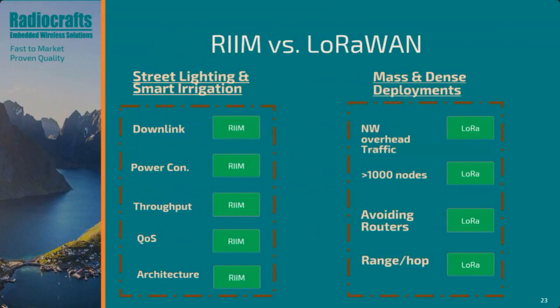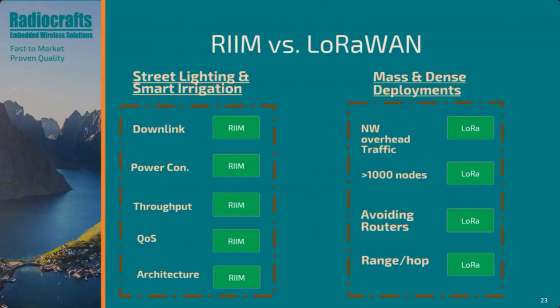If we look at them in light of, for example, street lighting and smart irrigation, we can see that these applications might need some downlink for control, and in that aspect, RIIM is better. Power consumption, RIIM is better. Throughput, RIIM offers more throughput. Quality of service, RIIM is better. And when it comes to architecture, since RIIM is mesh, for example, in street lighting, if you have a new building being built, if you have some sort of obstacle in the street which you can't control, which would affect your deployment, just adding a mesh router there would easily fix the issue.